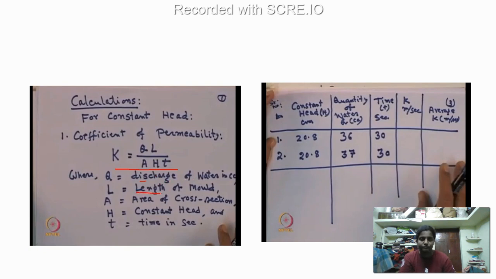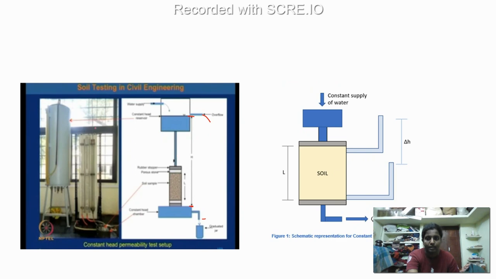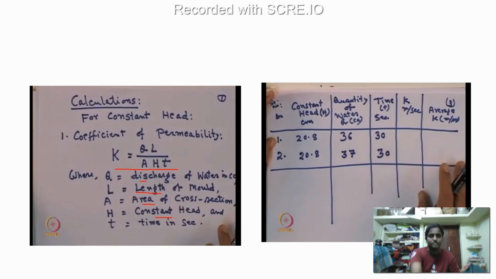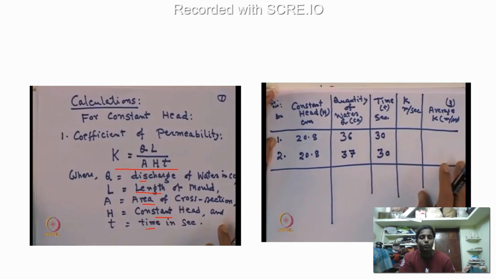Then L is the length of the mold. For example, it can be some 10 centimeter length. Area of cross section depends on the diameter of the sample. Then the constant head at which you are going to measure. You have to measure this height, as I told you, through a scale or a tape. You have to measure what is the height, that is the head causing the flow. Then you have to note down what is the time.